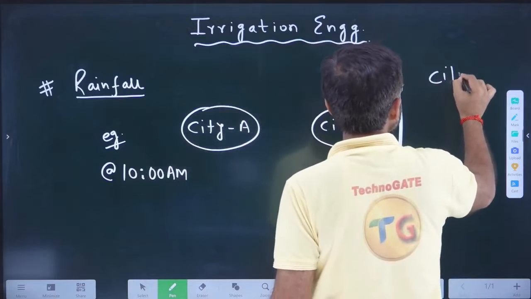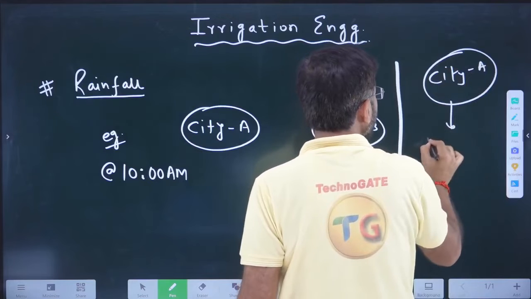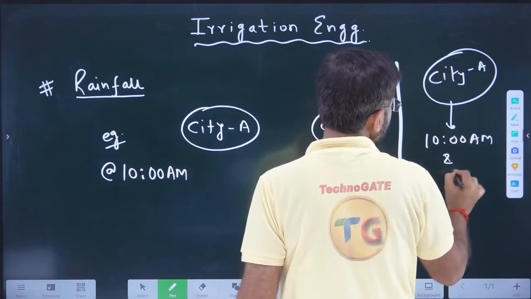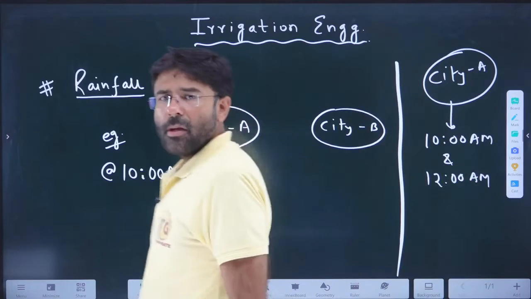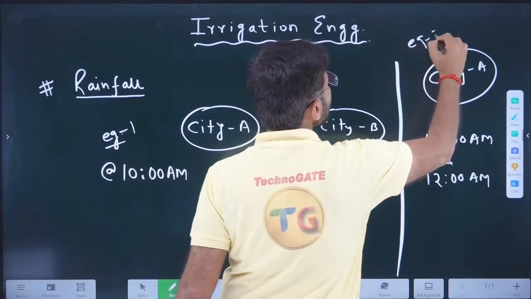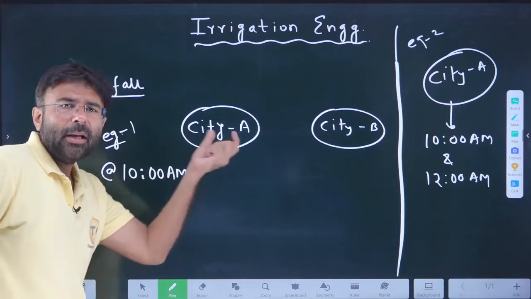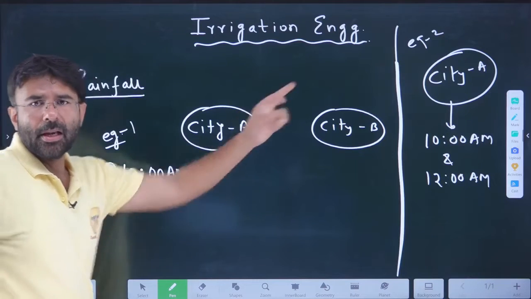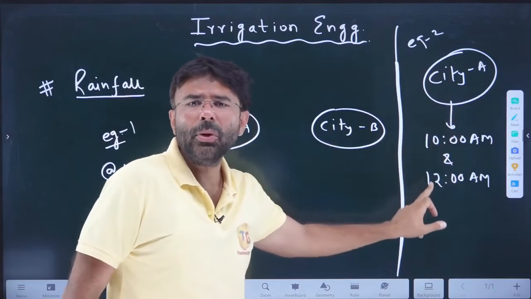Now second example. Let me take a particular city A, and in this city I am talking about two different times, 10 a.m. and let us say 12 a.m. So what are the two examples? This was example number 1 and this is example number 2. In example number 1, I have taken two different locations and a fixed time. In example number 2, I have taken a fixed location and two different times.